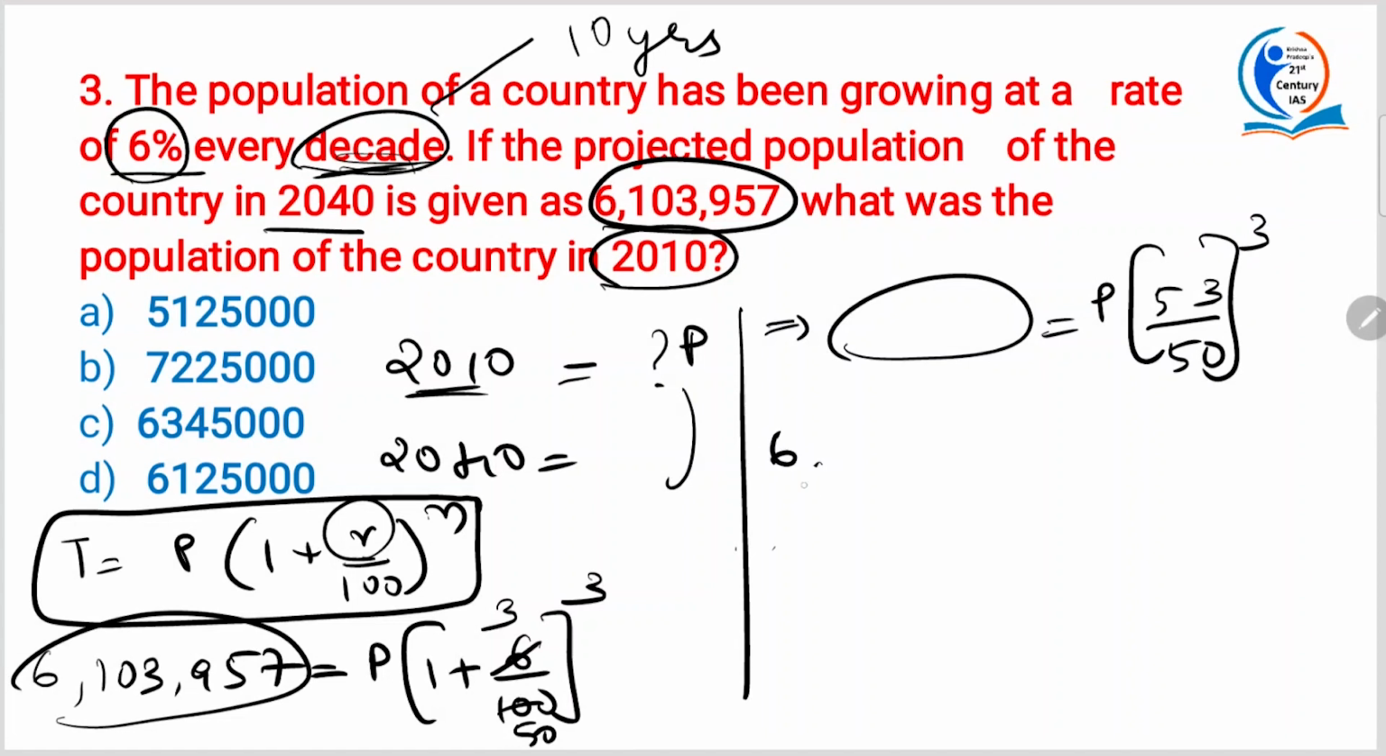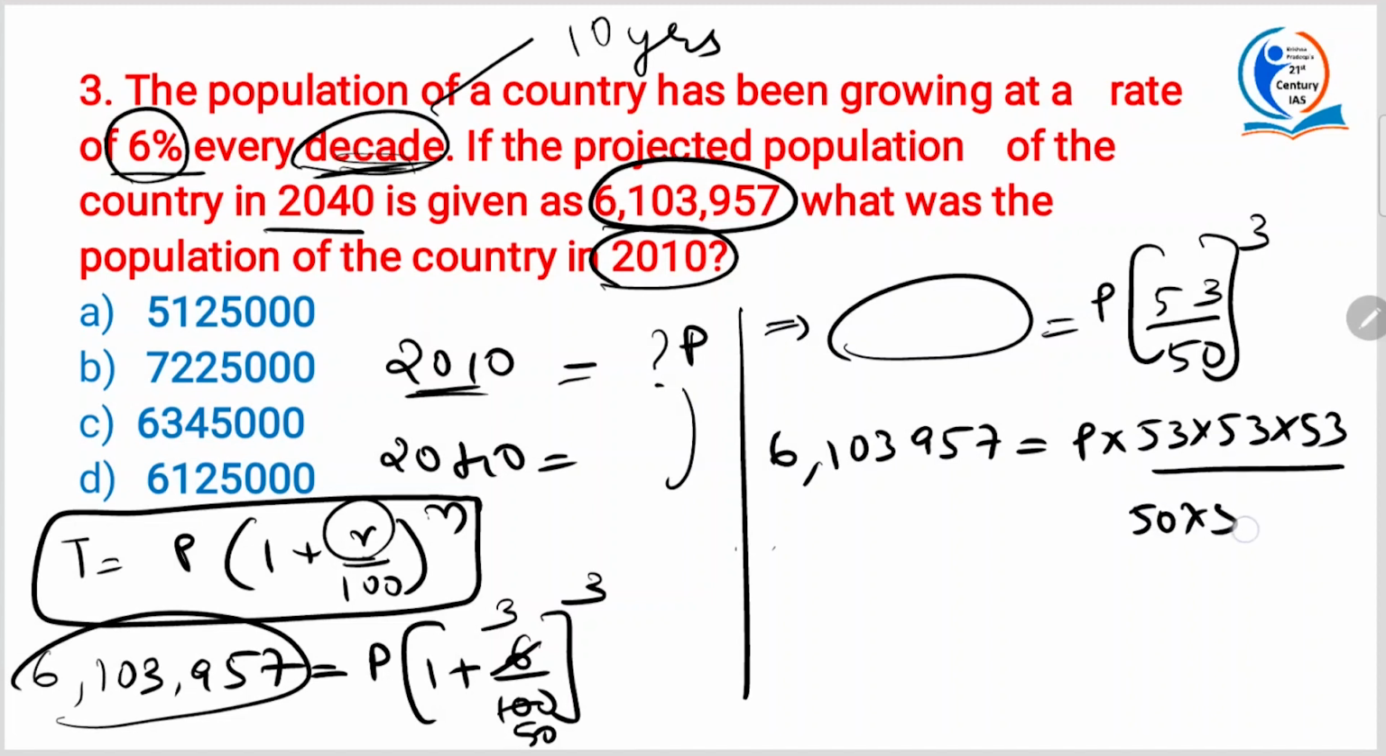So 6,103,957 is equal to P into 53 into 53 into 53 by 50 into 50 into 50. So 53 is a prime number. If at all this number is getting simplified, it means it should be cancelable by 53. There's no other way. By observing the answers and observing this equation, we will come to that conclusion.